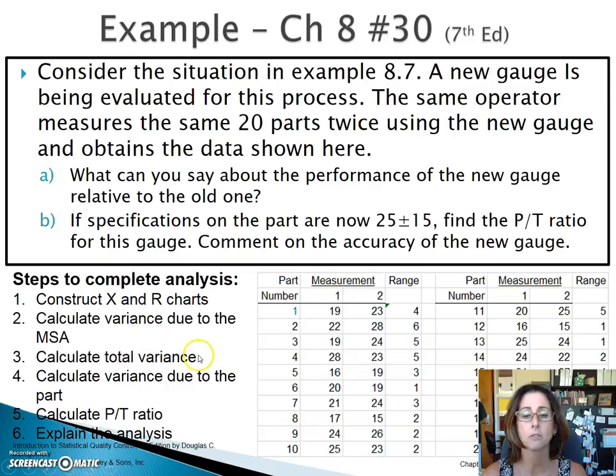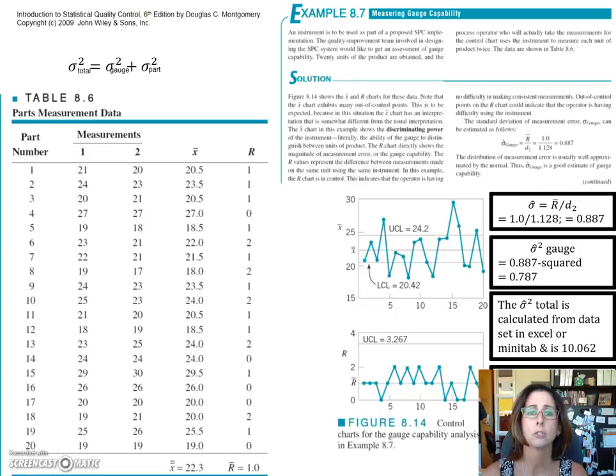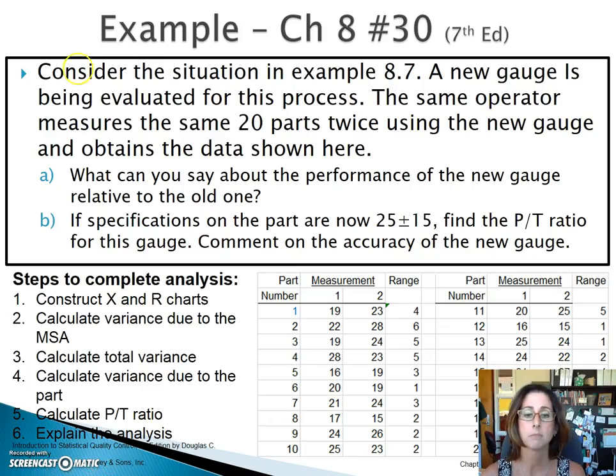And then we calculate the total variance by running all of the part measurement information in Minitab or Excel and determining what the total variance is. Then we can back into the variance due to the part, because we know variance due to the part plus variance due to the measurement system equals total variance. So we can get variance due to the measurement system from the data, and total variance from the data, and then back into the variance related to the part. Then we'll calculate the precision tolerance ratio and explain the analysis.